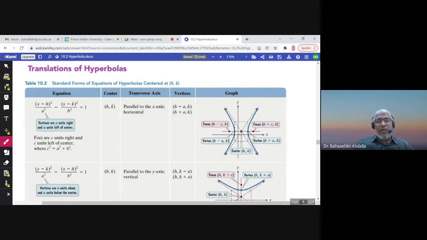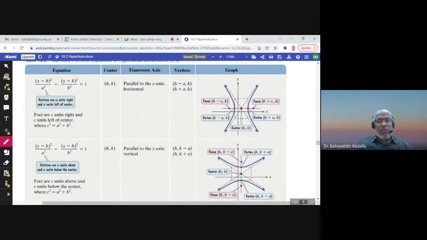And all the points will change. I will add h to any x coordinate and k to any y coordinate. So for example, this was the vertex. The vertex has coordinates (a, 0) when the center is 0, 0. Now it would be (a plus h, k). The foci, this focus has coordinates (negative c, 0). Now it would be (negative c plus h, k), and so on.